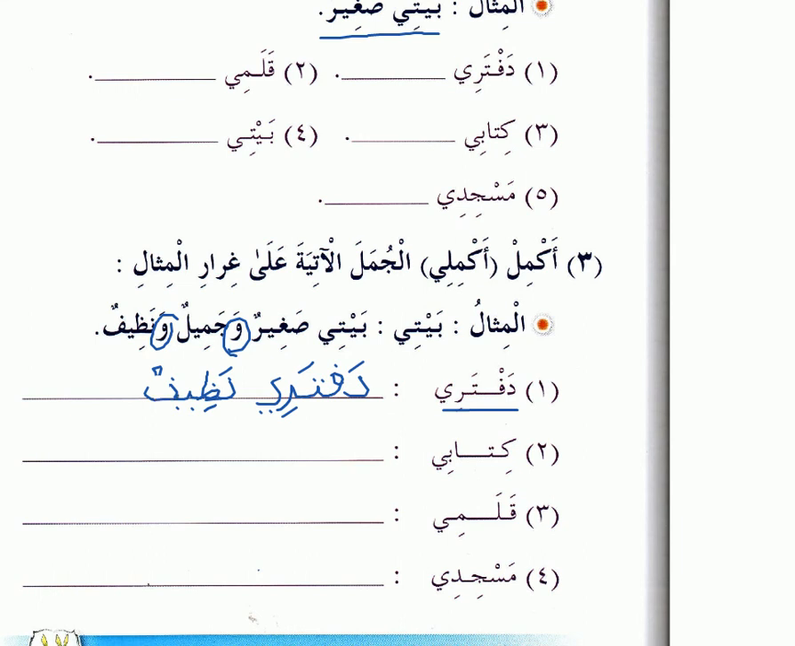So kitabi, nazifan, and how do I say "and"? Wa, good. So I'm going to add a wa. And then I want my second adjective. So I said my book is clean, wa, and saghirun. So we'll add saghirun. And then you guys get the idea now, right? So you keep on adding wa and you add an adjective. And you can make a sentence out of that. Does that make sense?